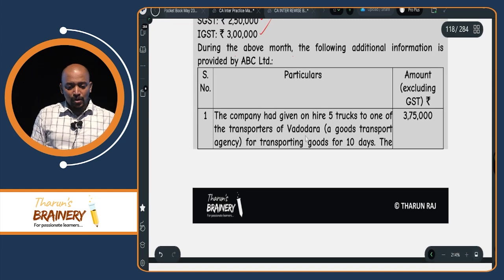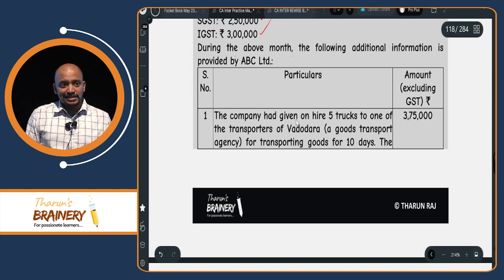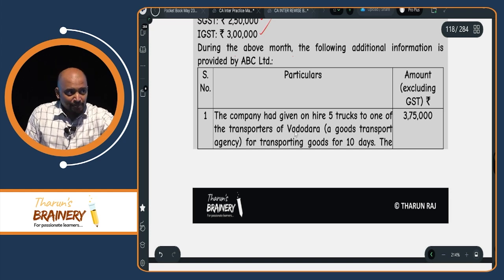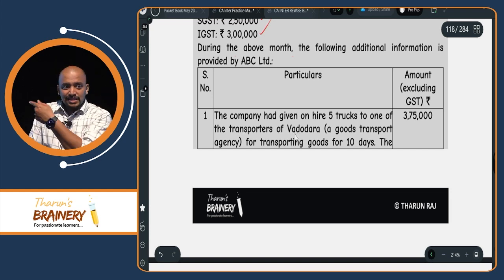No. This is their outward supply. Wait. So don't just take everything as their inward supplies. The company has given on hire 5 trucks. Means this is their outward supply. On outward supply, they need to pay GST. This is a question related to computation of GST.